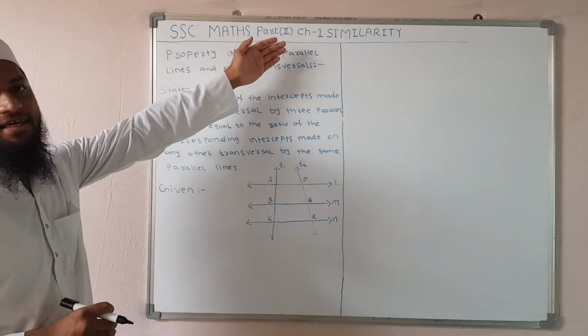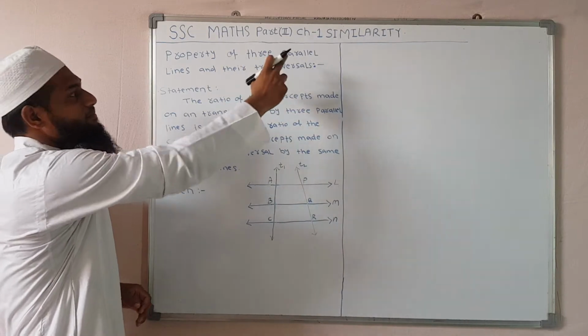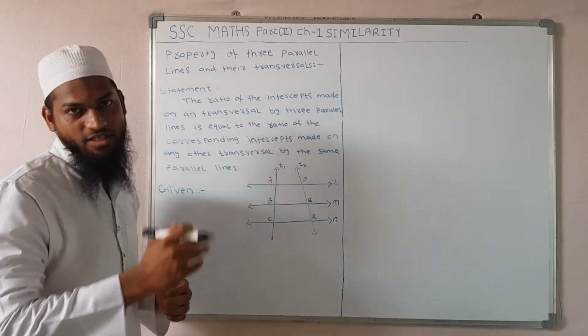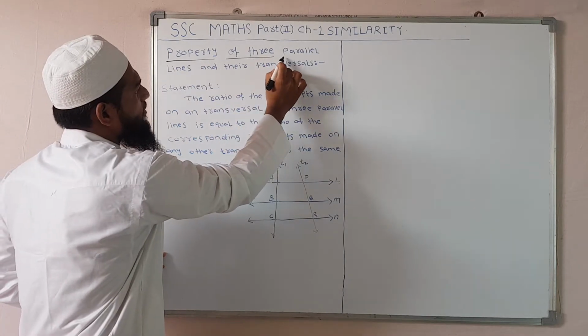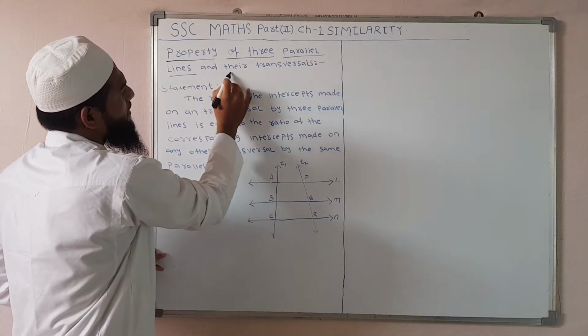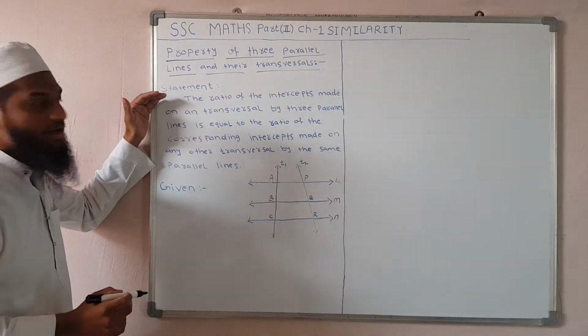SSC Maths Part 2 Chapter 4 Similarity. Property of three parallel lines and their transversals. Okay. What is the statement?